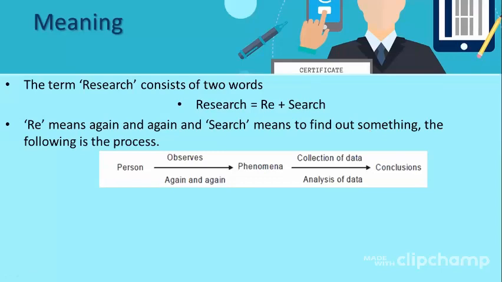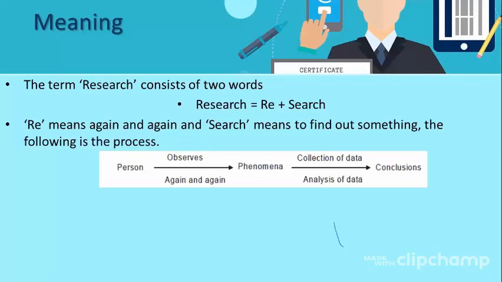We are trying to find out knowledge, and in that process, we do that again and again. We repeat the process till we find what we want to seek out, and that is knowledge. So in research, we try to seek out knowledge, and while doing that, we do it again and again. What do we do again and again? This is the person who wants to do the research, and he observes again and again.